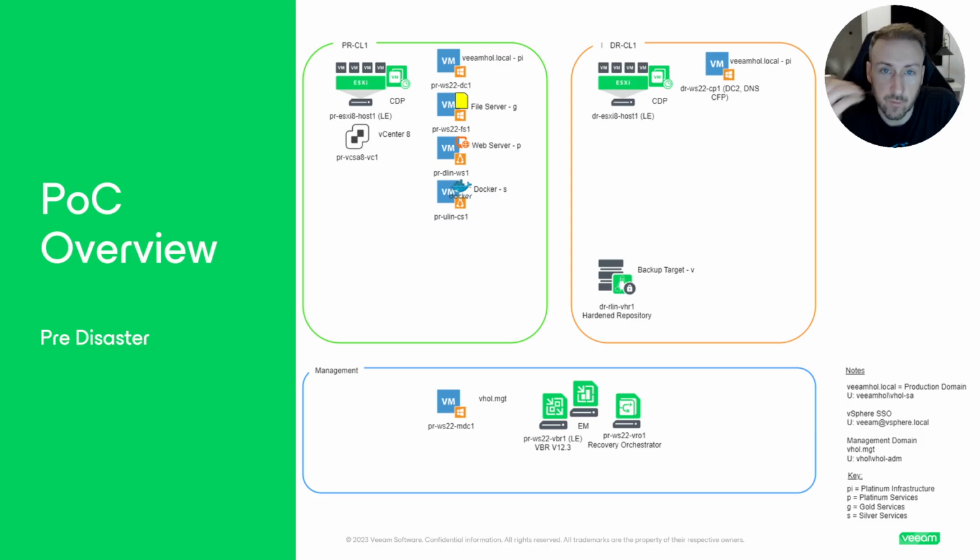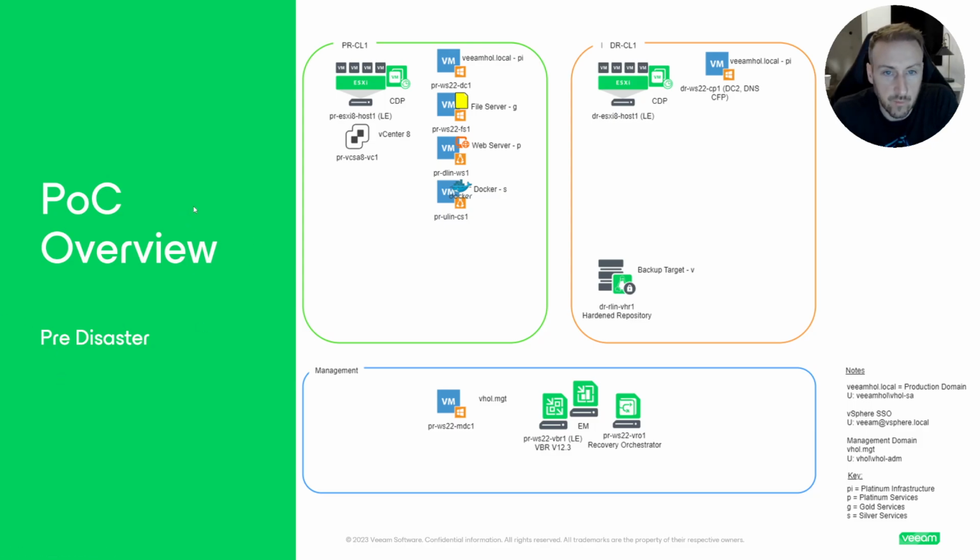Then in production, we've got PRWS22-DC1, primary domain controller, DNS, and holds the FSMO roles. I've got some other servers like a file server, web server, Docker. Then over on the DR cluster is my Veeam hardware repository, DR Rlin VHR1, and a second domain controller which doesn't hold any FSMO roles but does have DNS replication to it, and that is DRWS22CP1, which is also a CDP proxy.